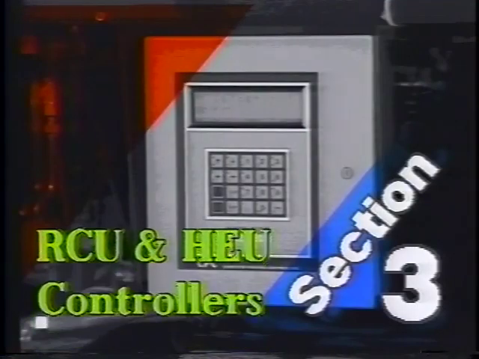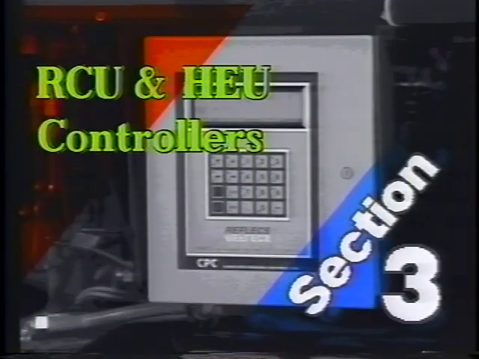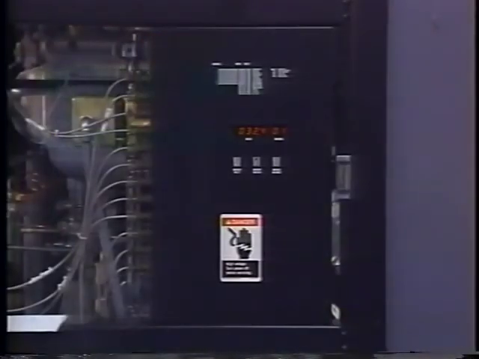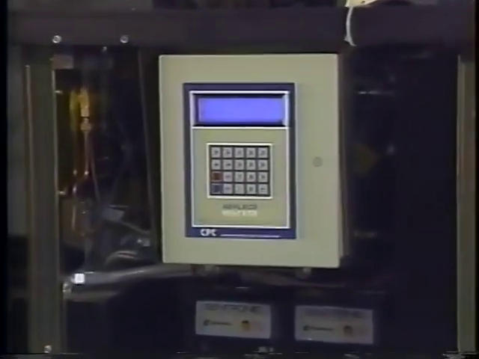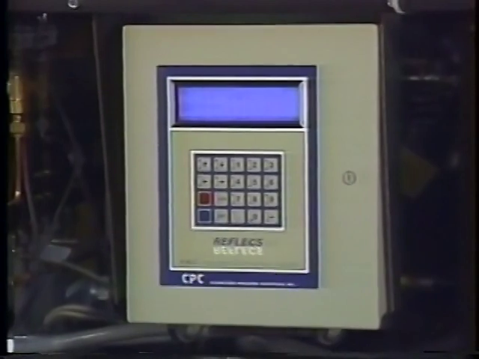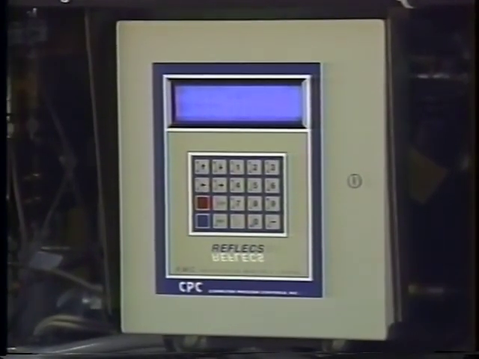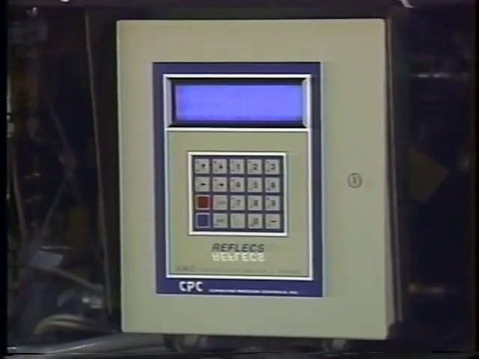Now, Section 3, Controller Operation. In this section, we will give you a brief overview of how to operate the two controllers used with the refrigeration systems. They are the HEU controller and the TRC controller. Note, the TRC controller is sometimes referred to as a refrigeration maintenance controller, or RMC. These terms can be used interchangeably.